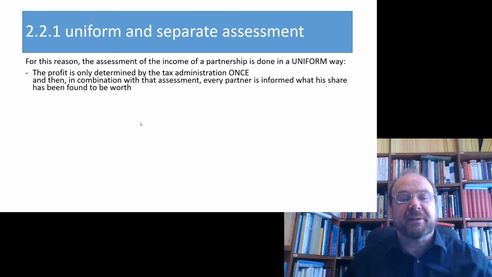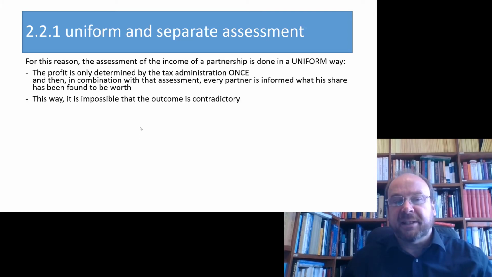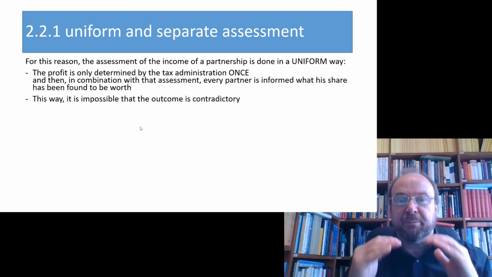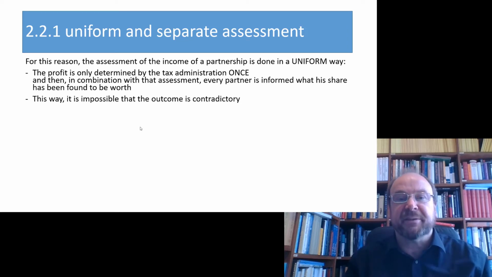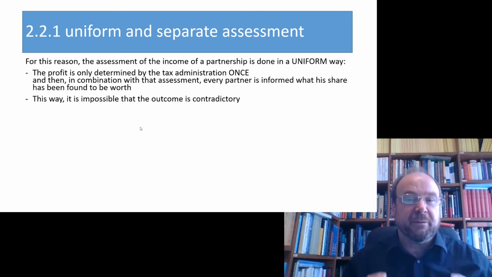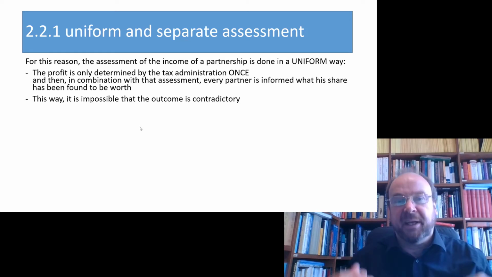Let's say it is 100,000. So it's impossible that the outcome can be contradictory, because if you once decided that the partnership had a profit of 300,000, then it's clear that 1/3 is 100,000 for each of the partners. There will be no conflict. Or if you say the partnership profit was 450,000, then it's logical that everyone has to pay on 150,000. 1/3 is again the same for all of them, so you can avoid contradictory outcomes.